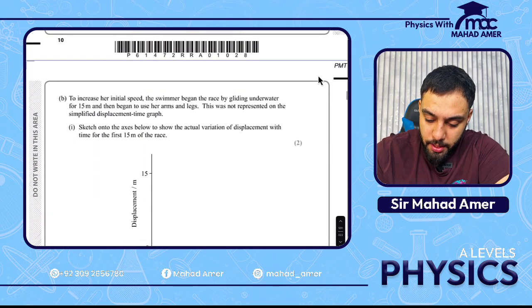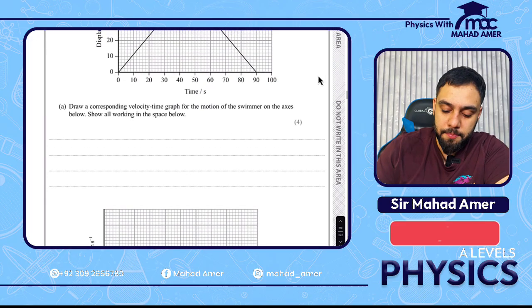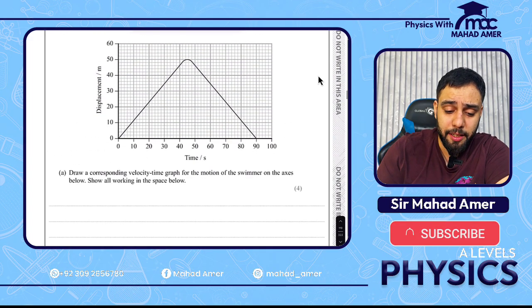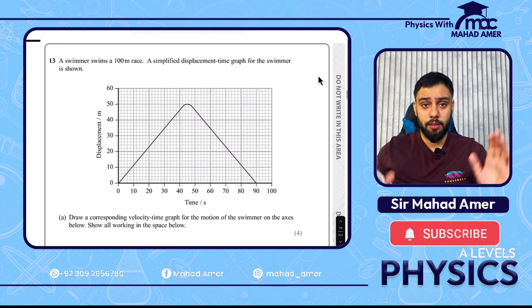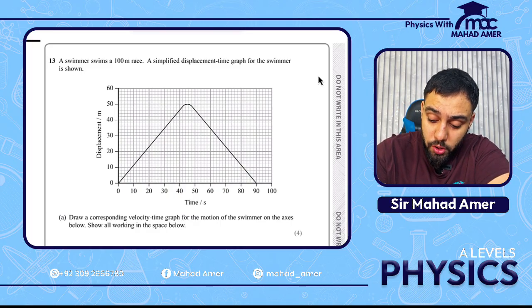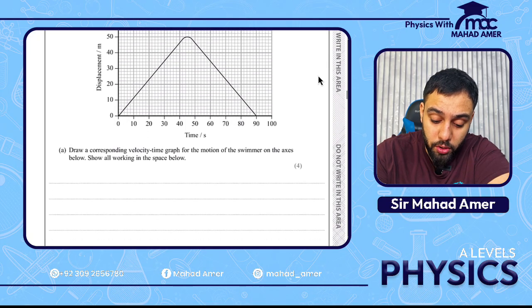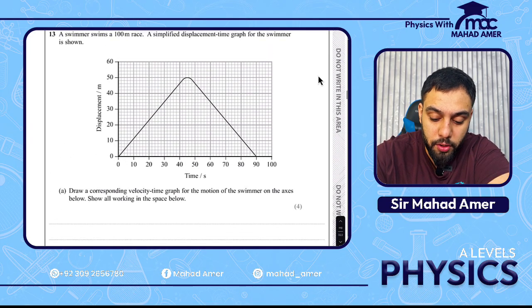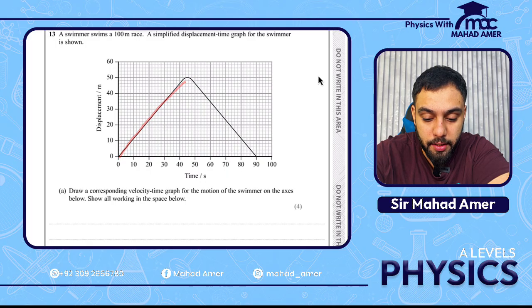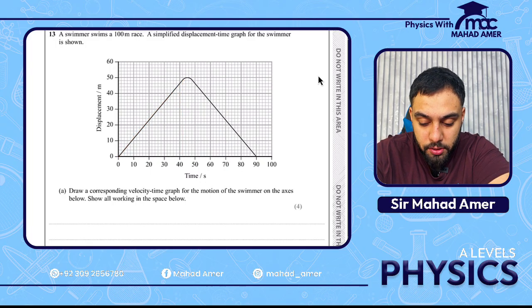All right. There's one last question that I want you guys to do yourself. I'm just going to be verbally explaining it so that you can attempt it yourself, and we are done with the whole concept of motion and graphs. Draw the corresponding velocity time graph for the motion of the swimmer on the axis below. Show all your working. So first of all, you're going to be getting the gradient of this, up till this point.